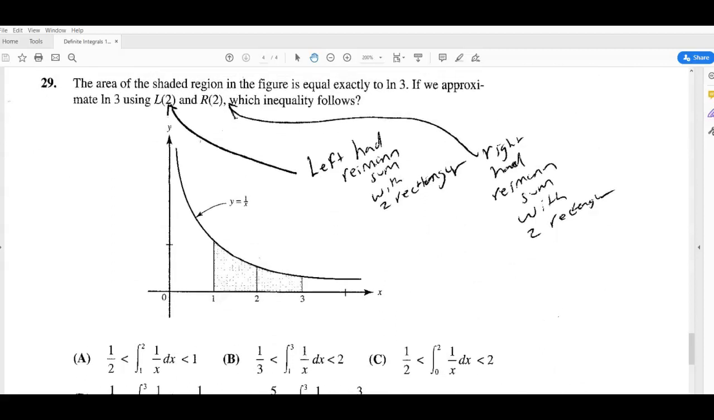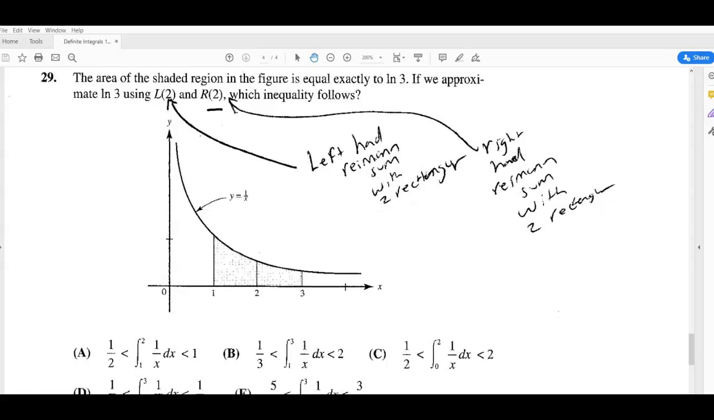Number 29. All right, so once again, they're using that weird notation. L2 means we want to do a left-handed sum with 2 subintervals, and R2 means we want to do a right-handed sum with 2 subintervals. So we're going to go ahead and do both. Now let's look at the problem though and understand it a little bit.